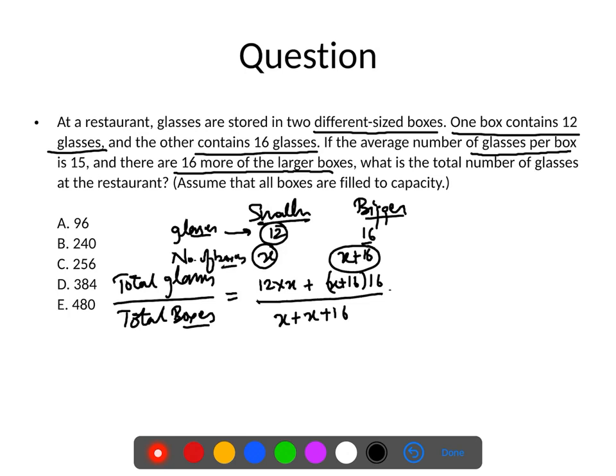So we just equate it with 15. Average glasses per box is given as 15. We cross multiply and we'll get the value of x from here. So we'll get the number of glasses from there. That's the use of mean or arithmetic average.